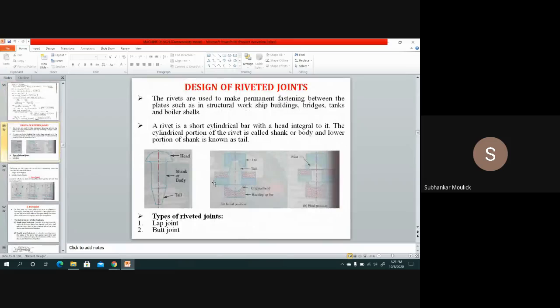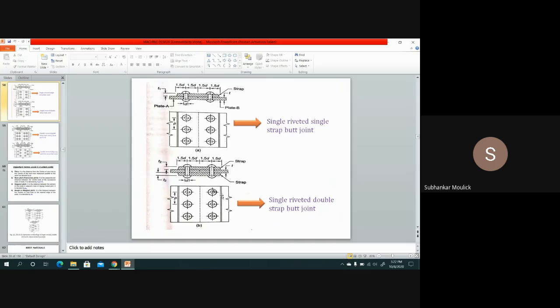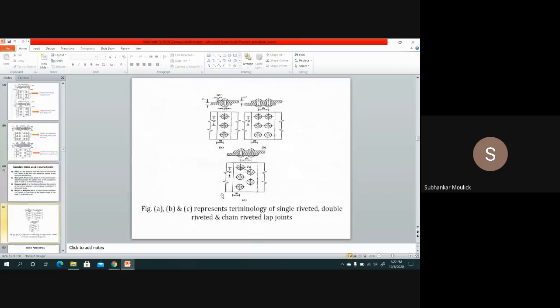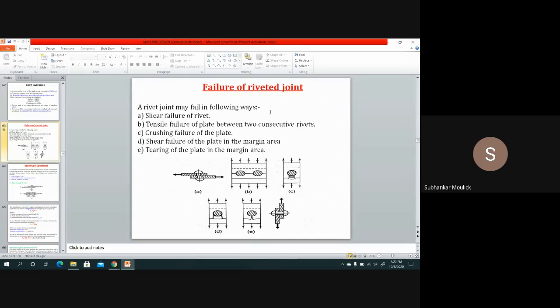Good afternoon to all of you. Before starting today's class, let me give you a brief recap of what we have covered in the last class. We started our discussion with the design of riveted joints. We have seen different types of rivet joints, the different terminologies used in rivet joints, the materials available to make a rivet, and the five basic failure criteria of a rivet joint.